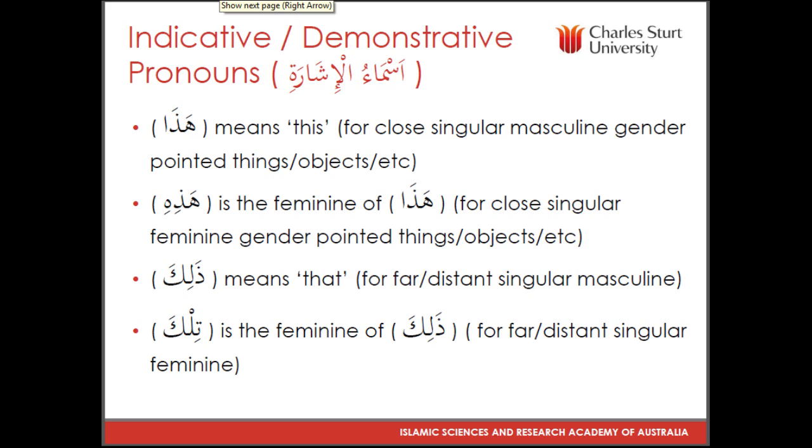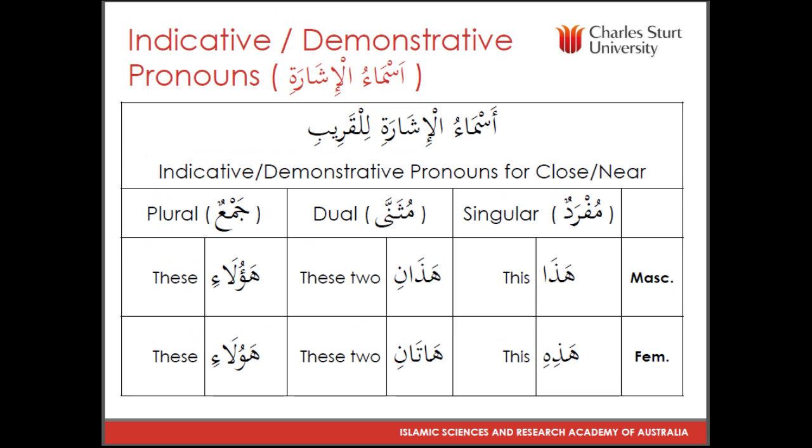For close, for near. Look, singular one, mufrad: هذا means this, and هذه means this for feminine. This is singular. Masculine is هذا, feminine is هذه. For dual, and for plural it becomes هؤلاء, and for feminine it is the same, هؤلاء. But for dual and plural we are not talking about these things today.